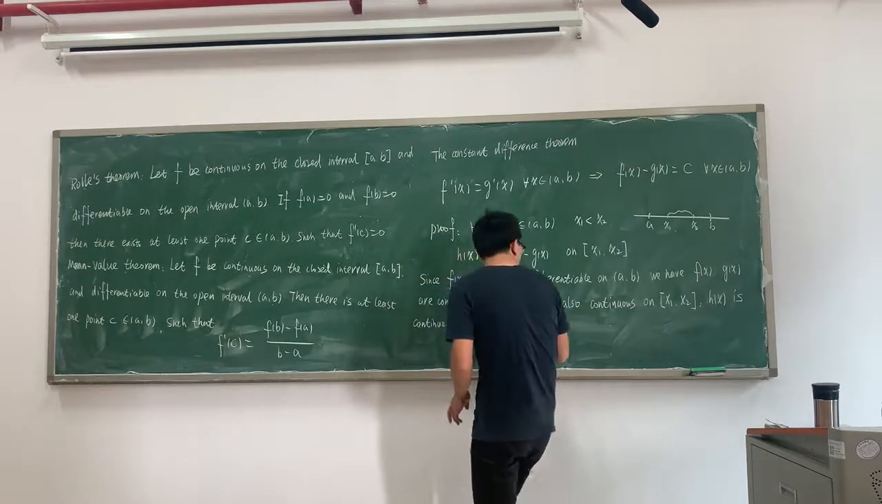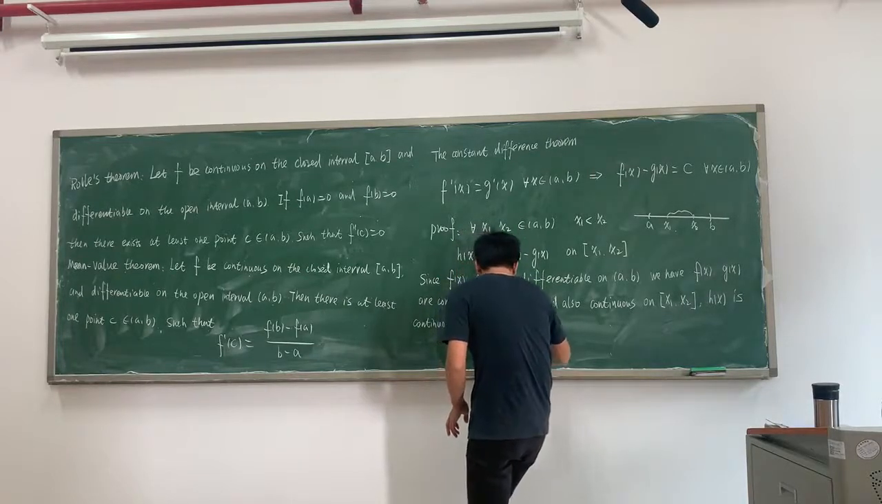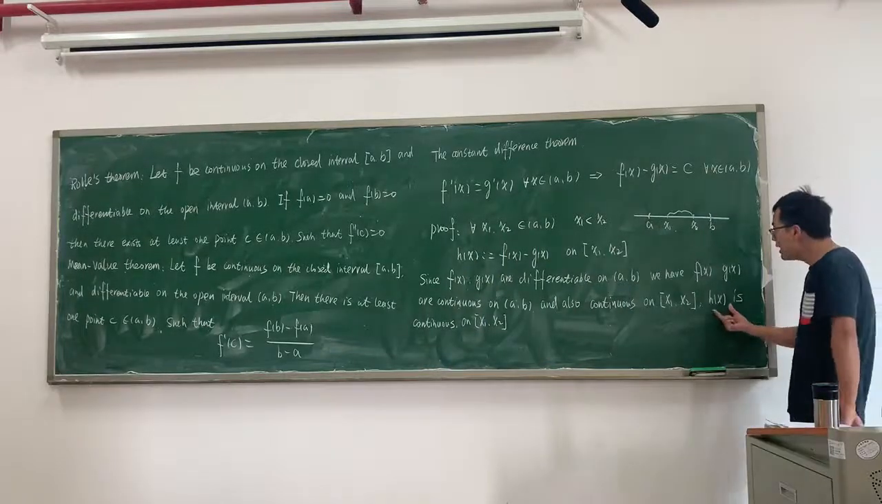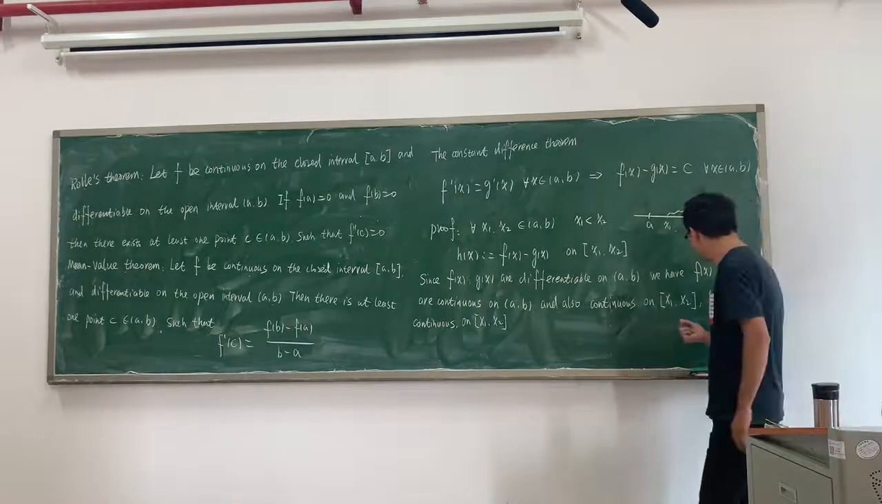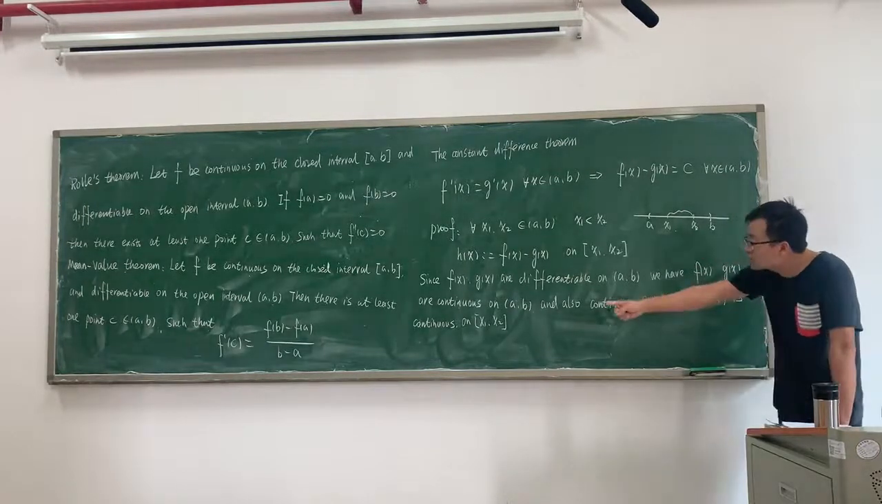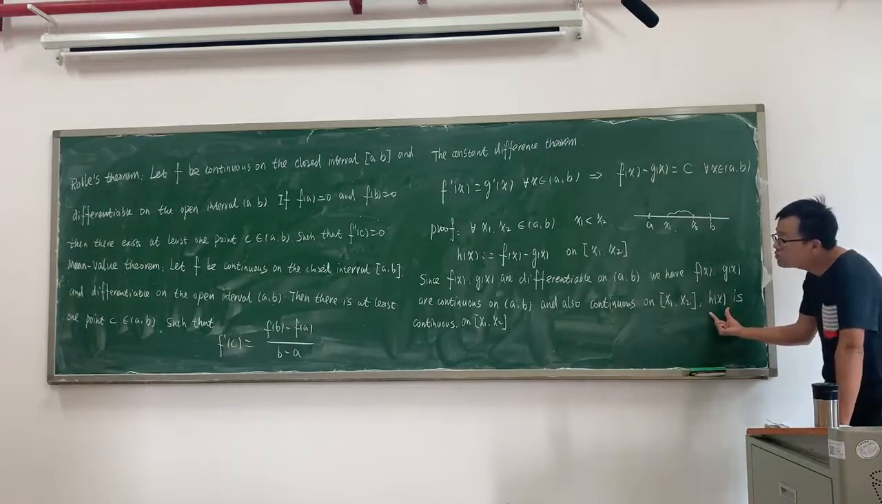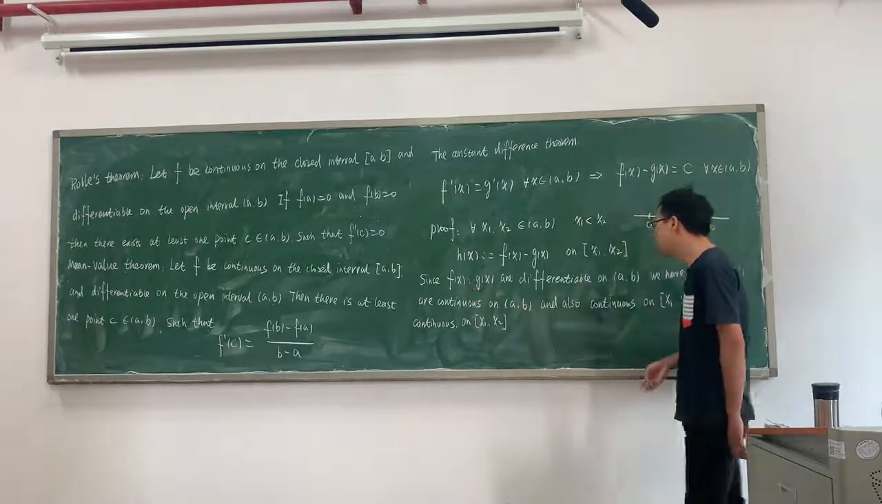Yeah, it's continuous on x1, x2. Continuous. f(x), h(x) is continuous on the closed interval. Of course, h(x) is also differentiable, because f(x), g(x) are differentiable.